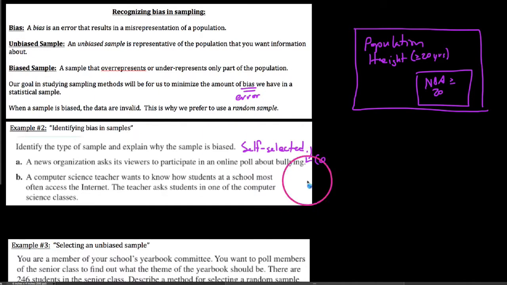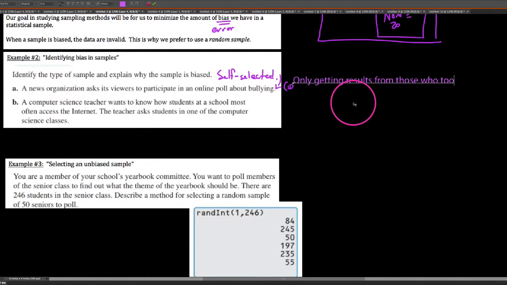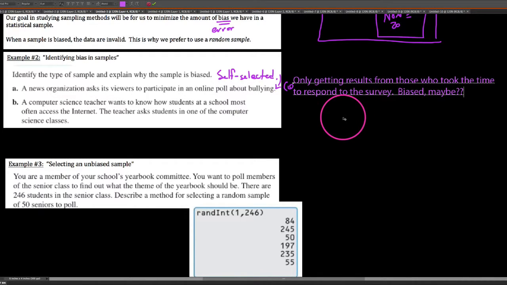And I suppose I could type this in because I'm a much better typer than I am a hand writer. So we're going to look at this here. We say, why would this be flawed? We say, only getting results from those who took the time to respond to the survey. And so that would be a biased thing, maybe. And that's what I want to do, is just call into question that this may present invalid results.